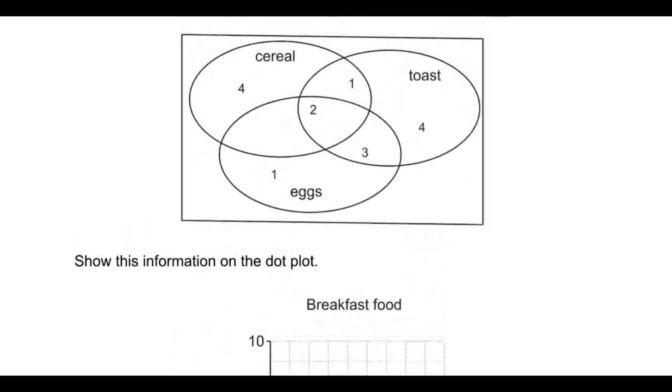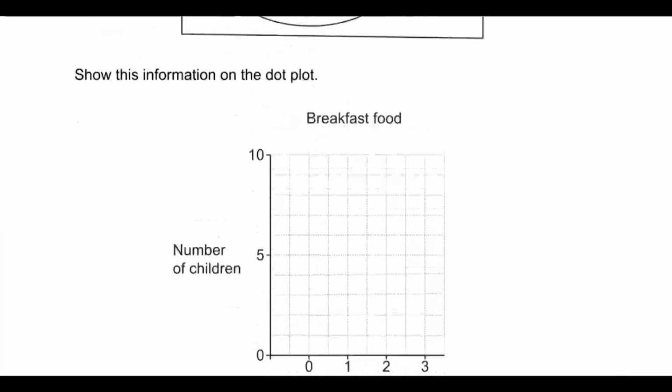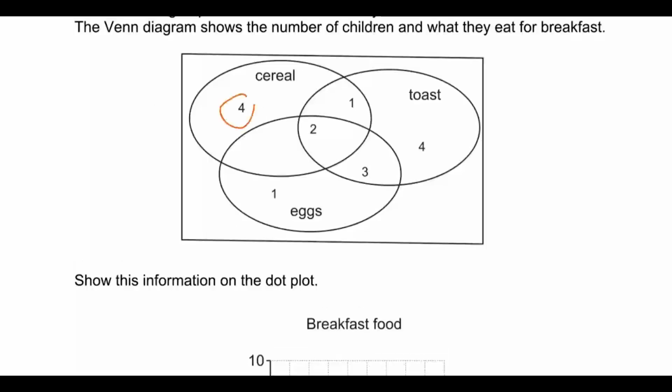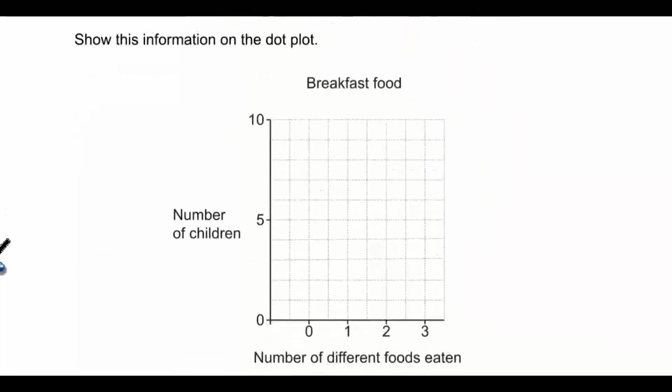So let's start with one food. Look at this: 4 people eat only cereal, 1 person eats only eggs, and 4 people eat only toast. So these people eat only one food, so that will be 1 add 4, that is 5, 5 add 4, that will be 9. So for one food only, when x equals 1, we have 9.